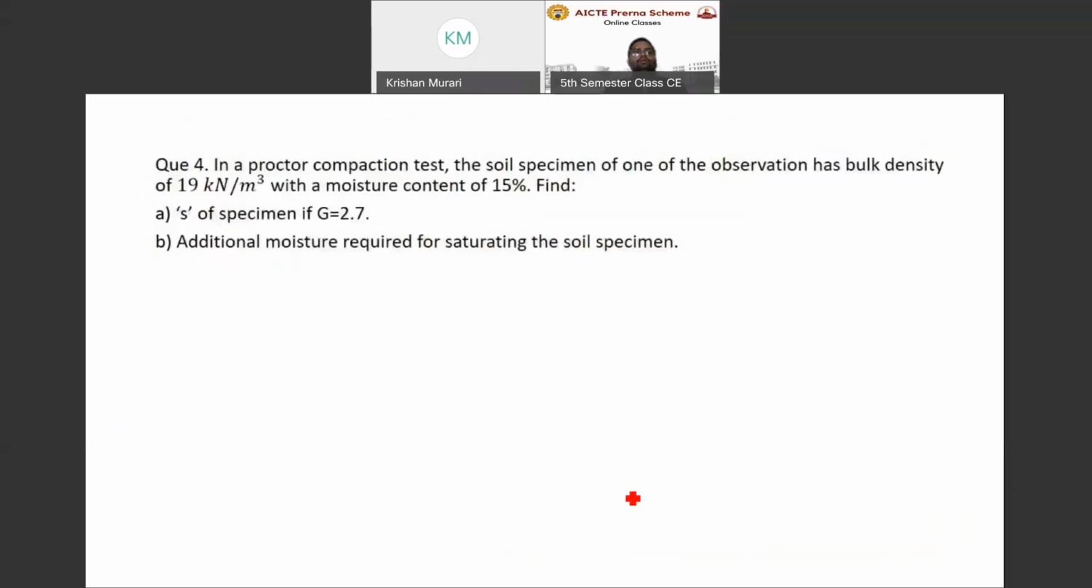In a Proctor compaction test, what is given to you? In a Proctor compaction test, the soil specimen of the observation has a bulk density of 19 kilonewton per meter cube with a moisture content of 15%. Then find the value of G, and the additional moisture required to saturate the soil specimen.